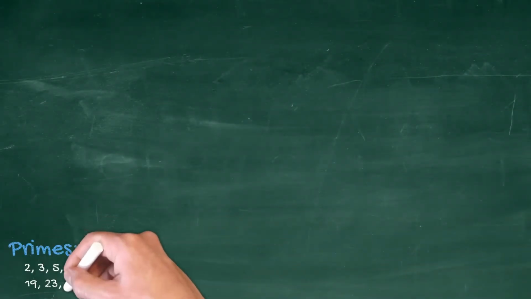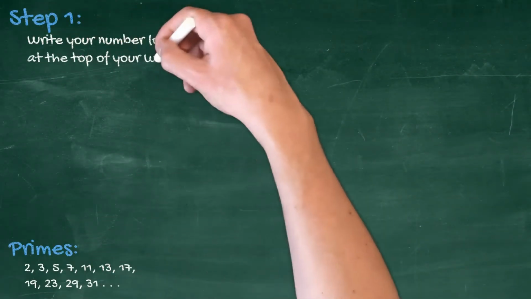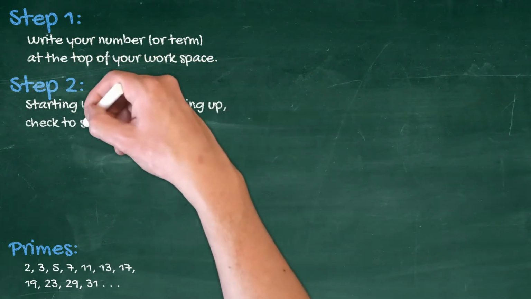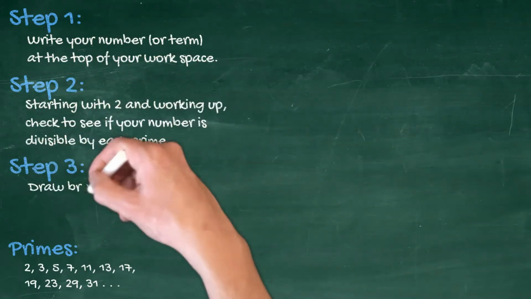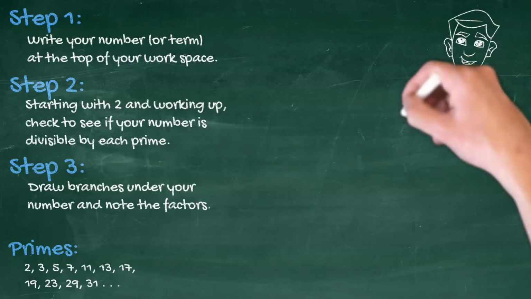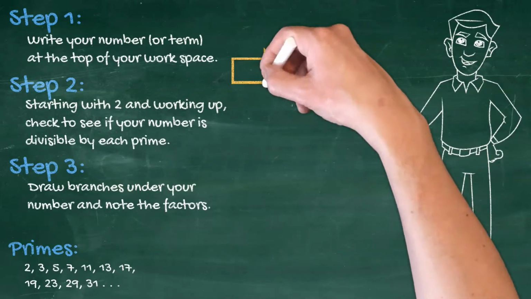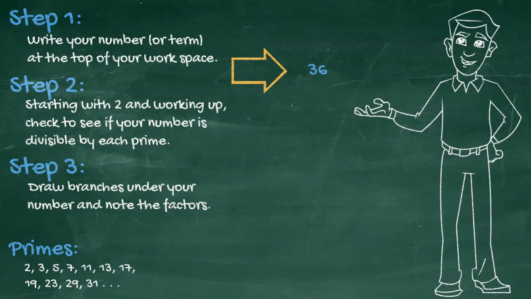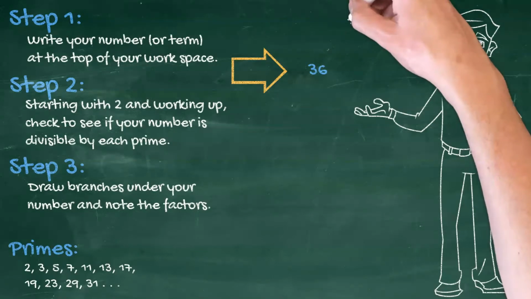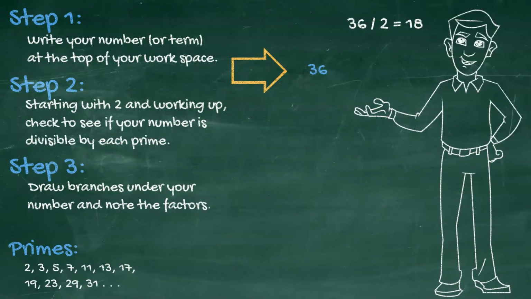Keeping these in mind, let's find the prime factorization of 36. This one is bigger than 9, but we're going to handle it the same way. Start by writing 36 at the top of your workspace. Now, check to see if you can divide 36 by 2. It's even, so yes, we can divide by 2.